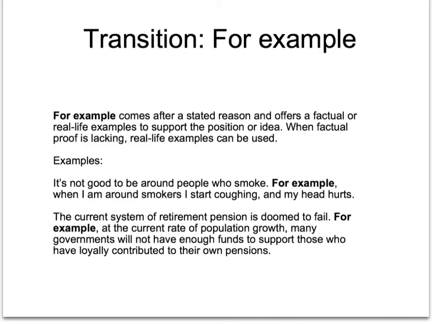Finally, the transition words for example. Now, we use for example after we have stated a position. Okay, we have stated a position, and we're going to give reasons for that position. Those reasons might be factual information, they might be numbers, they might be proofs that have come from a trusted source, or maybe we don't have any reasons or supporting information, but we have real life experience, or we have human experience that we can use to support that position.